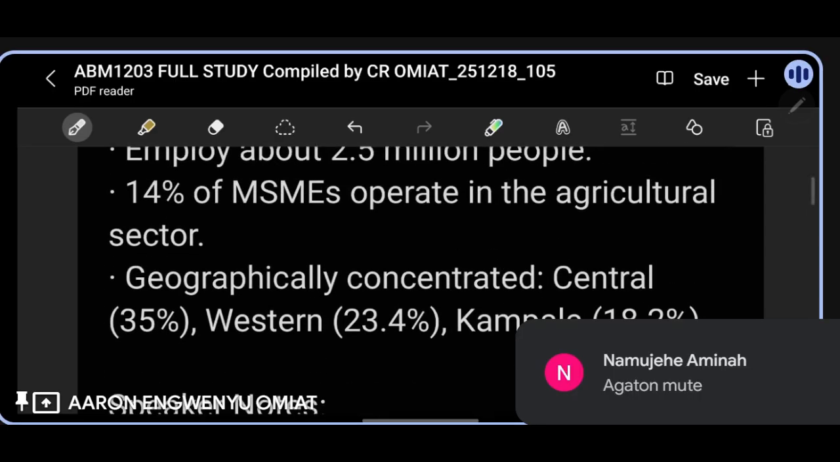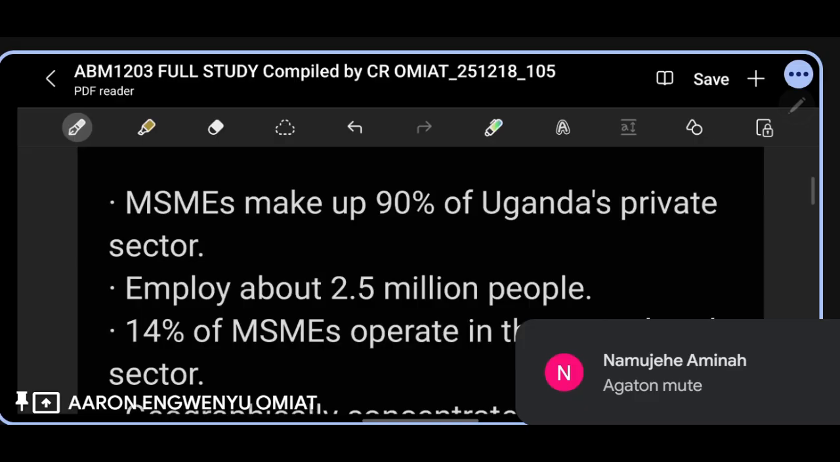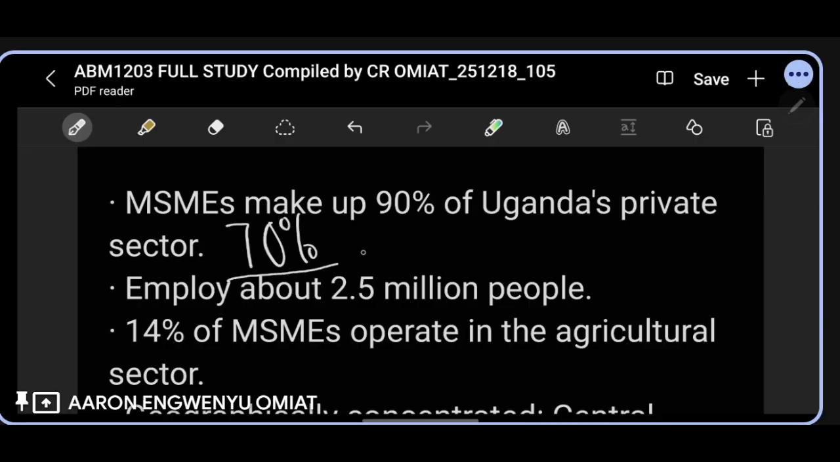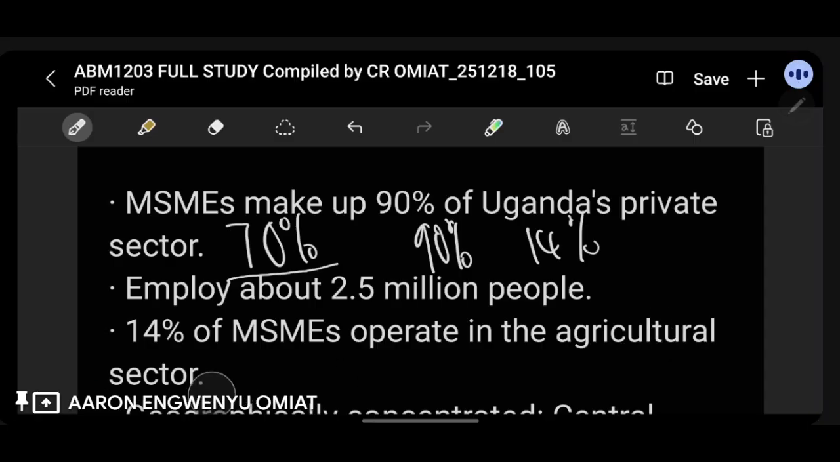From this you can already see that agriculture is lacking. Agriculture has 70 to 80% of the population, and of the 90% of businesses that are MSMEs in Uganda, only 14% are in the agriculture sector. That means there's really a big gap for agriculture businesses in the economy.